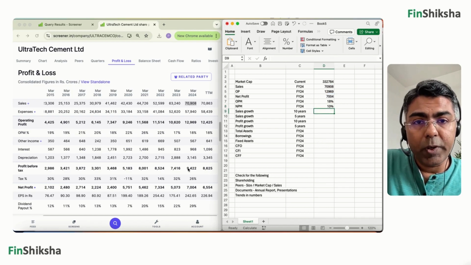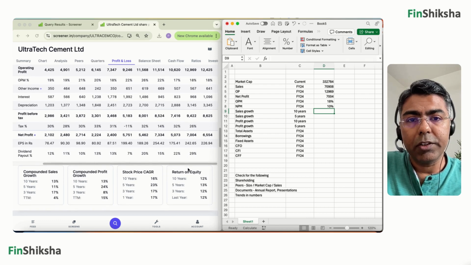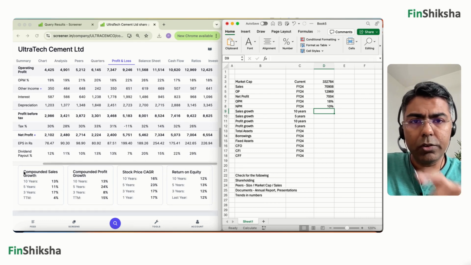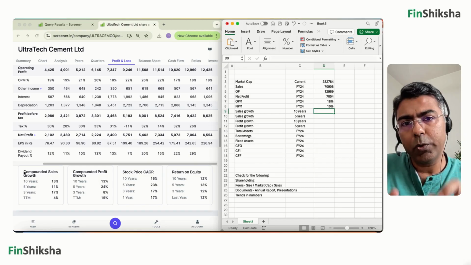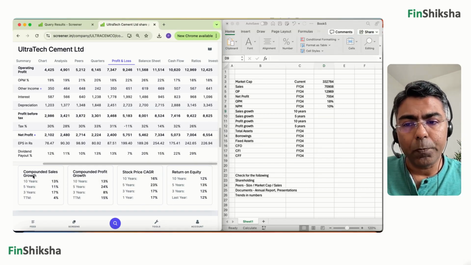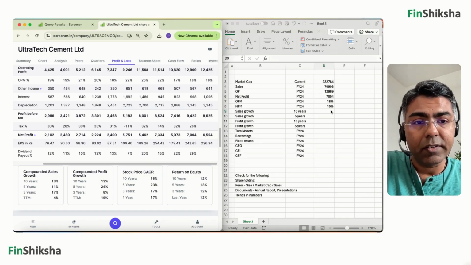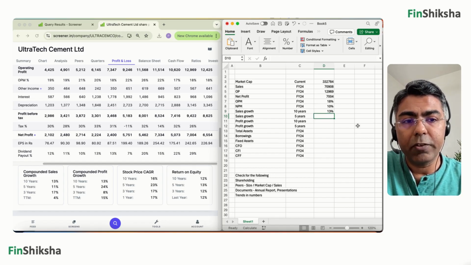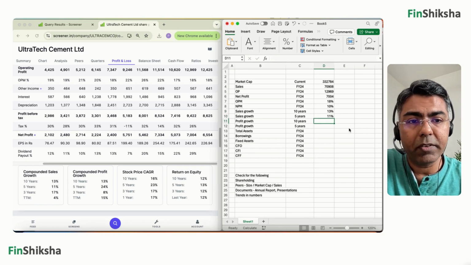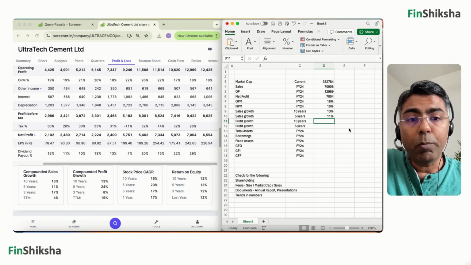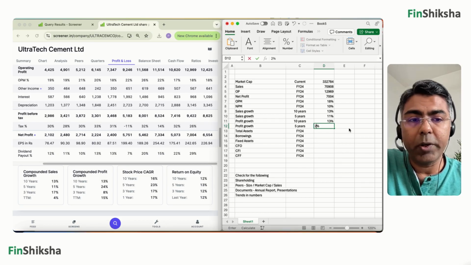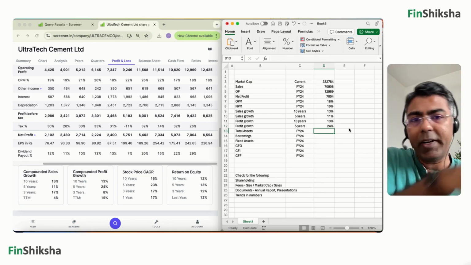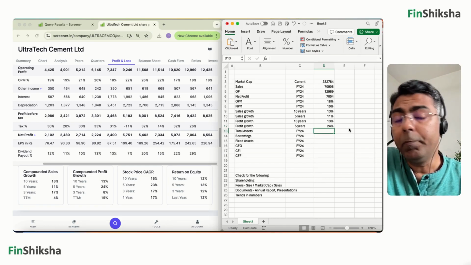What Screener gives you very well is you can go down here just below the P&L, and on the squares you see just below that, you'll see some growth numbers. So sales growth compounded over 10 years has been about 13%, right? So I can write 13%. Sales growth over 5 years is about 11%, so that's slowed down a little bit. Profit growth over 10 years is 13%, but profit growth over 5 years has been 24%. So it looks like it sort of dipped and then went up.